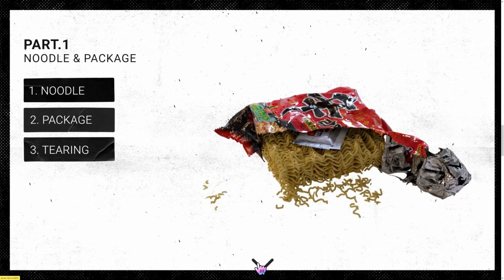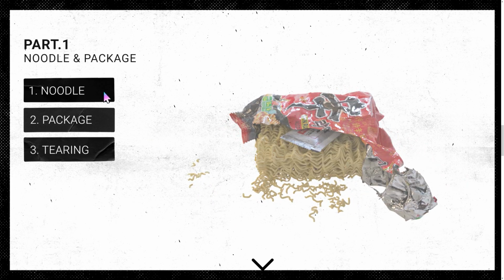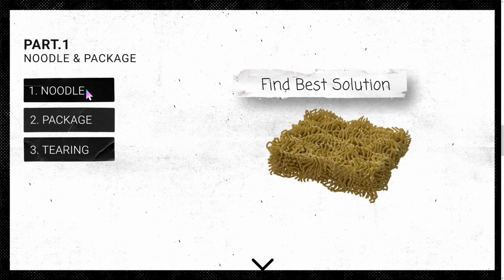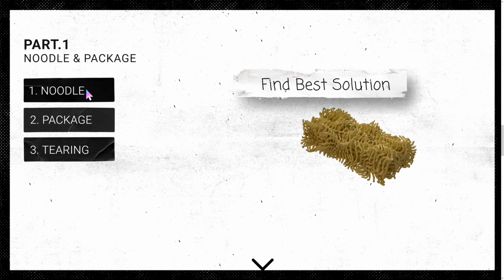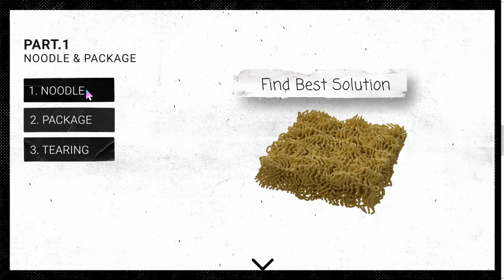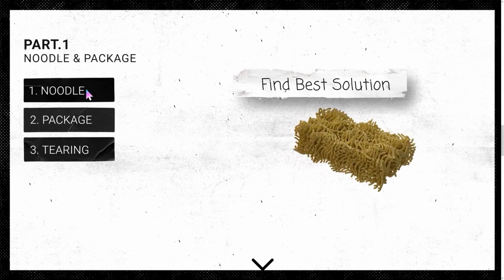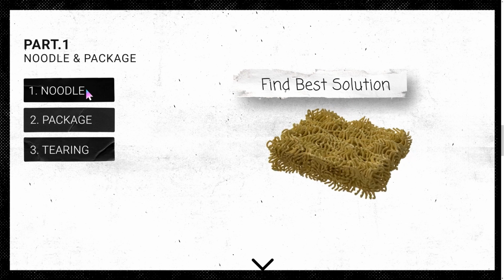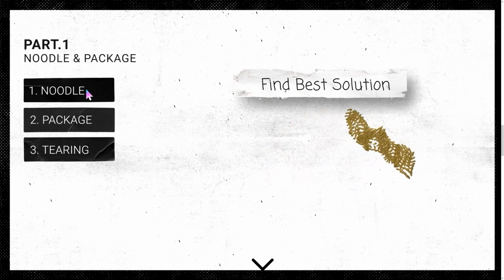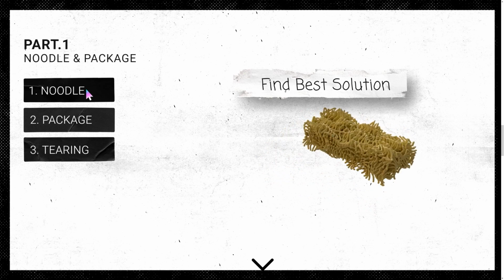In part one, we are going to talk about noodle and package. I prepared 3 steps: first is noodle, second is package, and then tiering. At the first step, I would like to talk about finding the best solution. Whenever I approach a project, I always consider what the best solution would be. To me, the best solution means the most effective way to reach the goal quickly and effectively. I will show you my solution later.